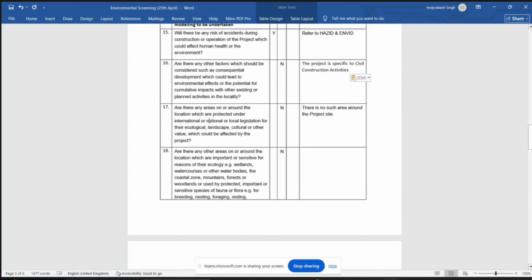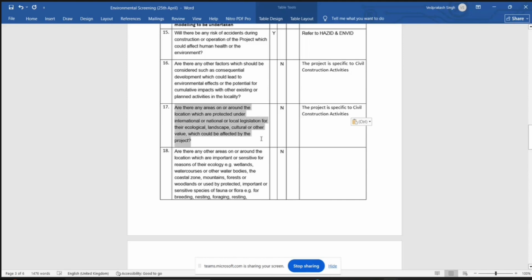Are there any areas around the location which could be protected? How do you know if there is a protected area? It is not an additional project, it's a part of the existing one. No, this is part of the concession area. The project site is in the concession area. Are there any protected areas around the location? It is not a protected area.